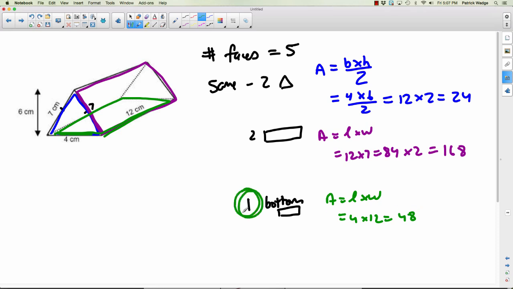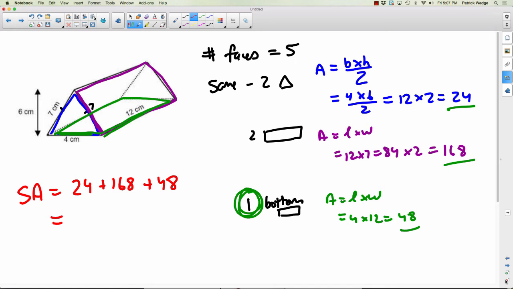Look at, there's only one of those. Don't be multiplying by 2 automatically. You got to think about it. So now we have our 3 amounts that we can add together to get our surface area. The total surface area is equal to 24 plus 168 plus 48, and of course we all know that is 240, and we're looking at centimeters here, so we're done.